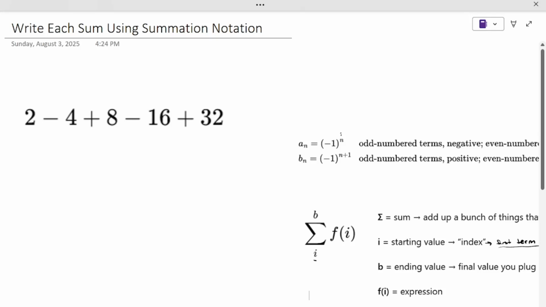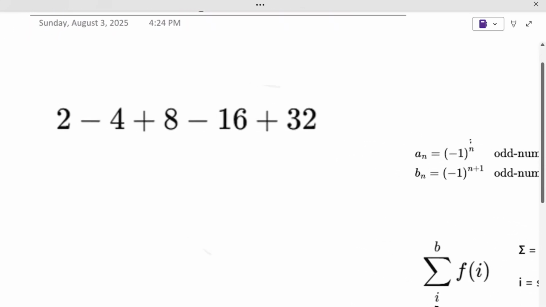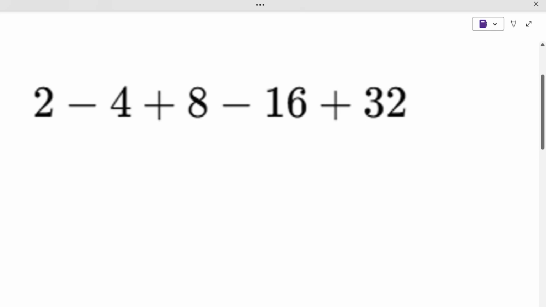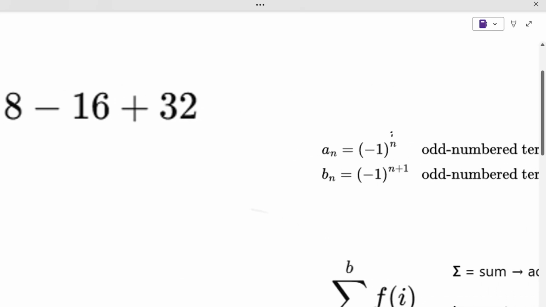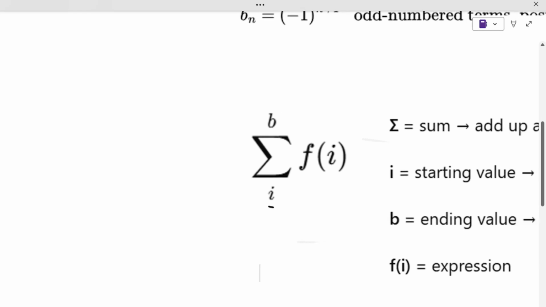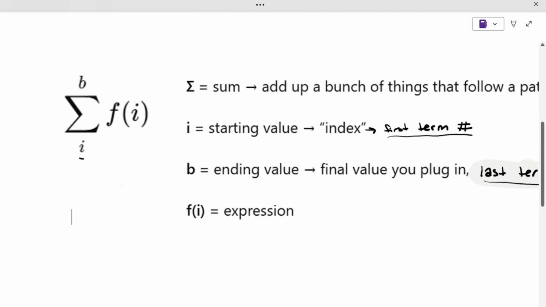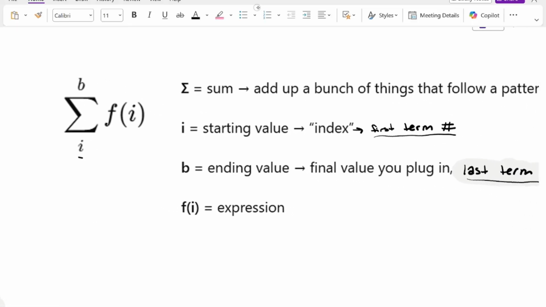All right, summation notation. What do we got here? We have this sequence. I'm going to zoom in a little bit here. Okay, we have this sequence: 2 minus 4 plus 8 minus 16 plus 32. We're asked to write this in summation notation, which is going to look like this equation right here.